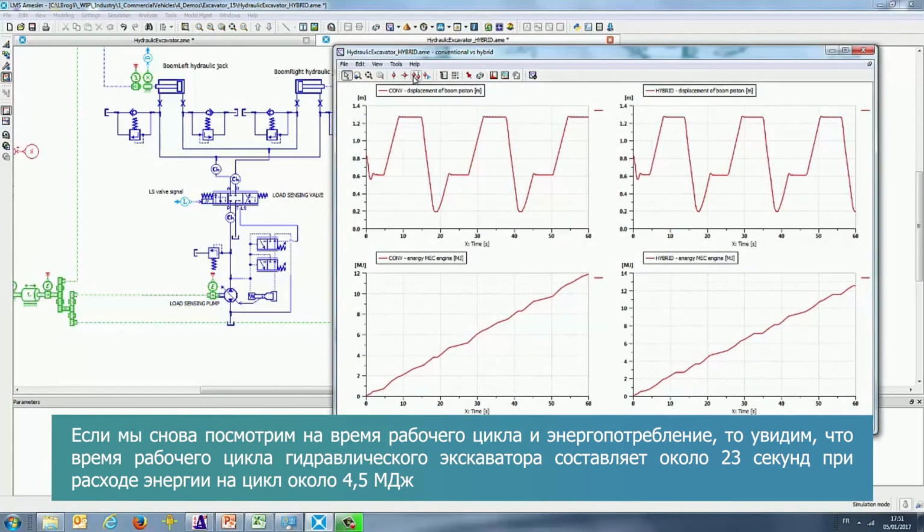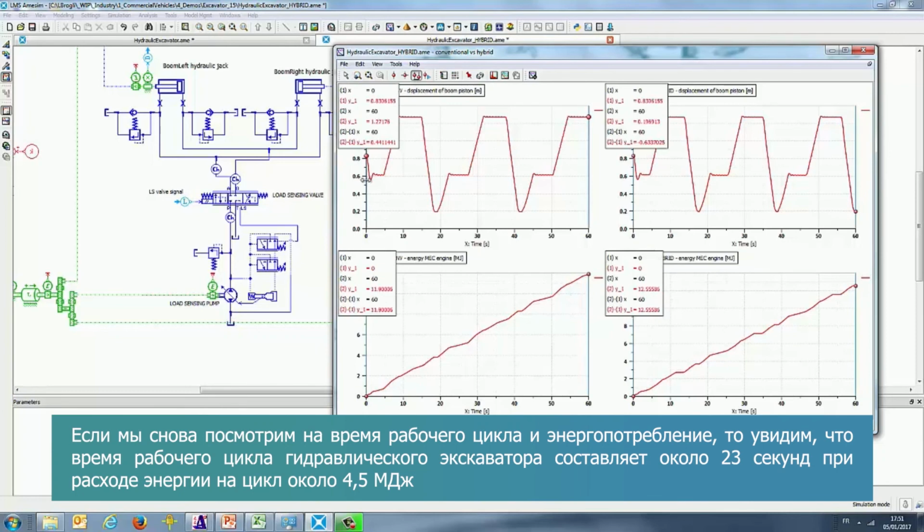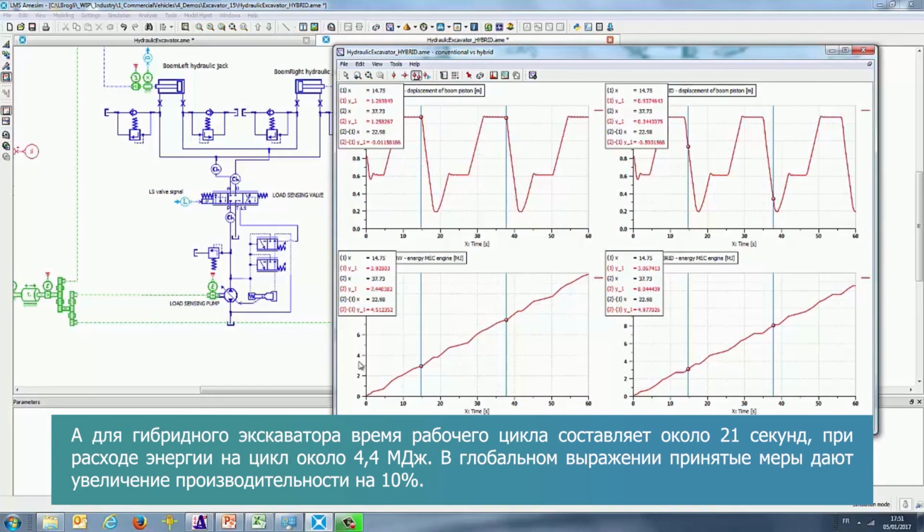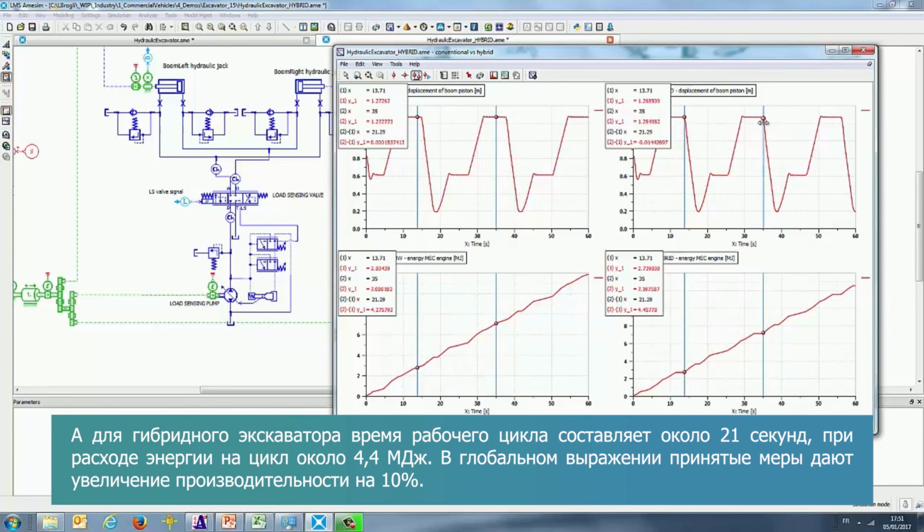If we look at the cycle time and energy consumption, again, the cycle time of the conventional architecture is roughly 23 seconds for an energy consumption of 4.5 megajoules. And for the hybrid excavator, the cycle time is 21 seconds for an energy consumption of 4.4 megajoules. So globally, an increase of productivity of 10%.